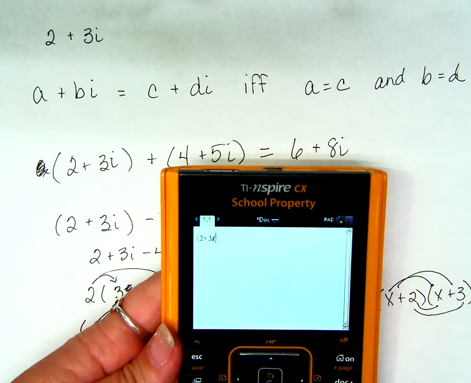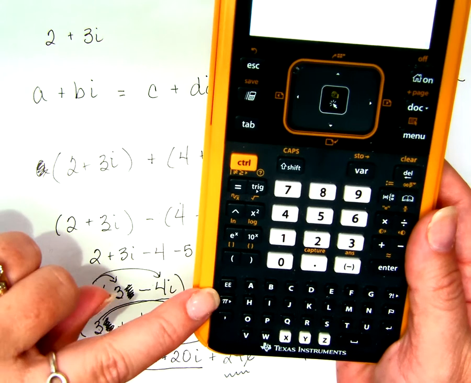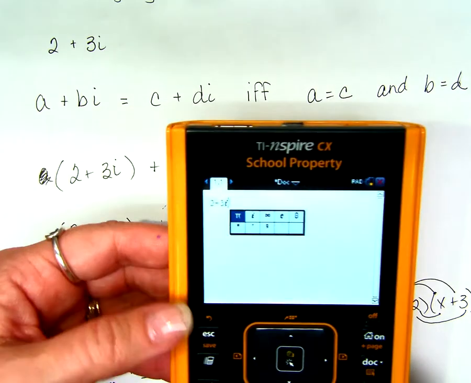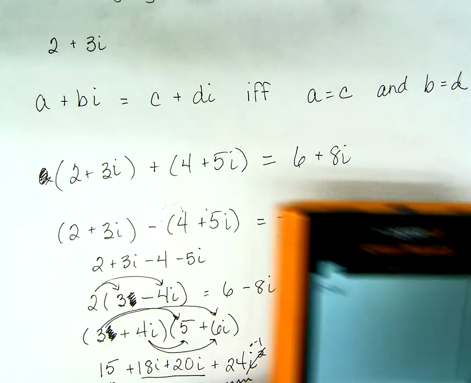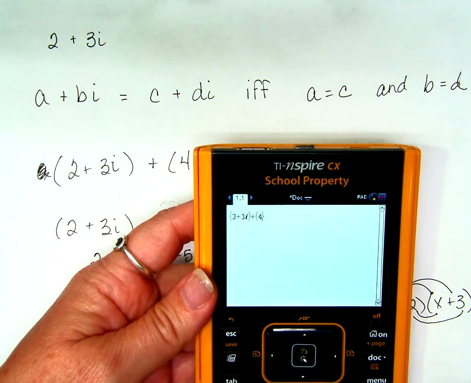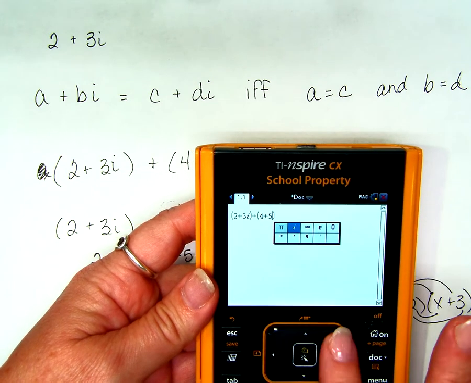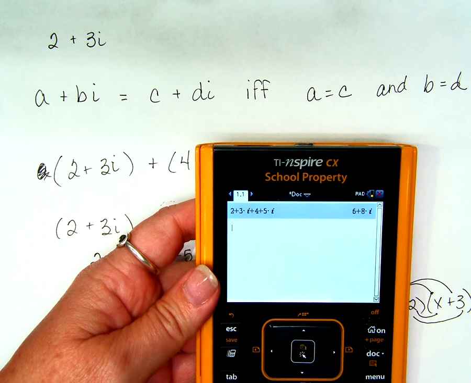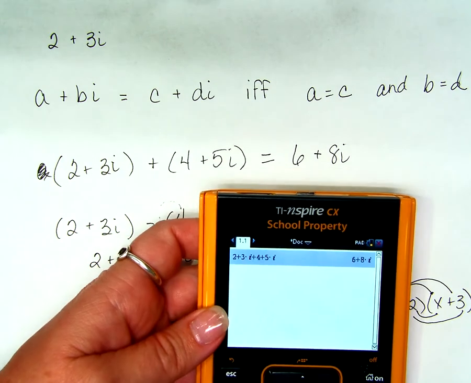Everybody see where I got the i? It's right here where the pi is. If I press it, that thing opens and I choose the i. Okay? 2 plus 3i plus 4 plus 5i. Oh look, that's exactly what we got.